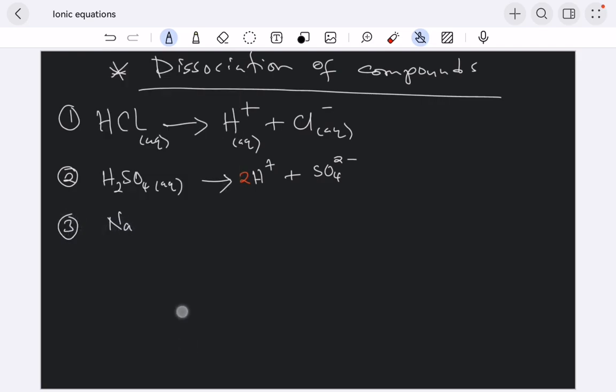Let's give an example of sodium hydroxide. When this dissociates, we have this in aqueous state. So all these are aqueous, as Na+ and OH- aqueous. So dissociation is just a decomposition of a compound.